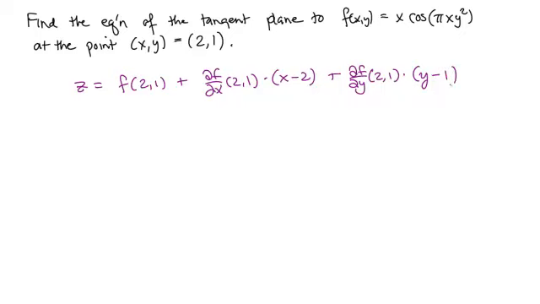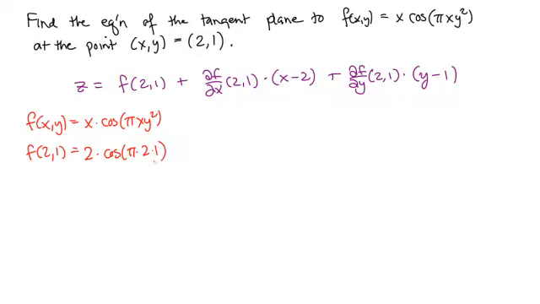So now we just need to work out these individual values. f of 2, 1 is easy enough to work out. We know that f of x,y is equal to x times the cosine of pi times x times y squared. And so f of 2, 1 will be 2 times the cosine of pi times 2 times 1 squared. Cosine of 2 pi is 1, and so that's going to get us a grand total of 2 for this first term.